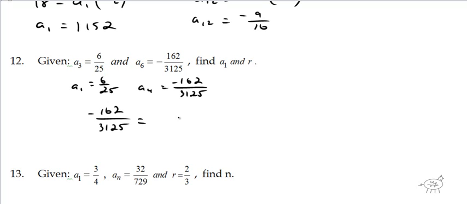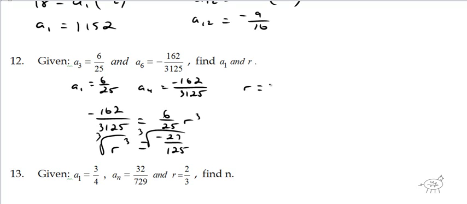3125 is equal to a sub 1, 6 over 25, times r to the n minus 1. So it's to the 4 minus 1, or to the third power. So if I cross multiply, or multiply both sides by 25 over 6, I wind up getting r cubed is equal to -27 over 125. And then it does come out nicely. I take the cube root. Careful, it's negative, so it's not plus or minus. It's r is equal to -3/5. Okay, so that's the first thing.